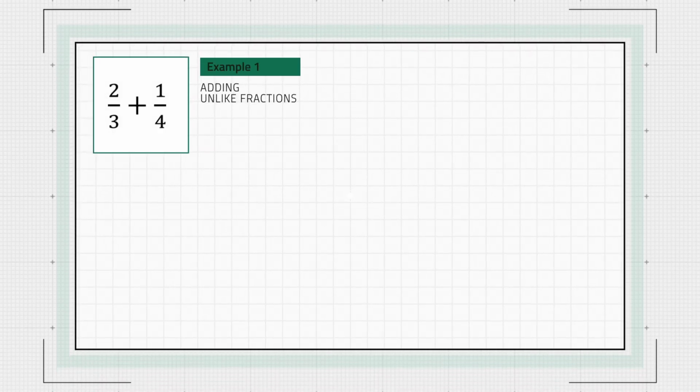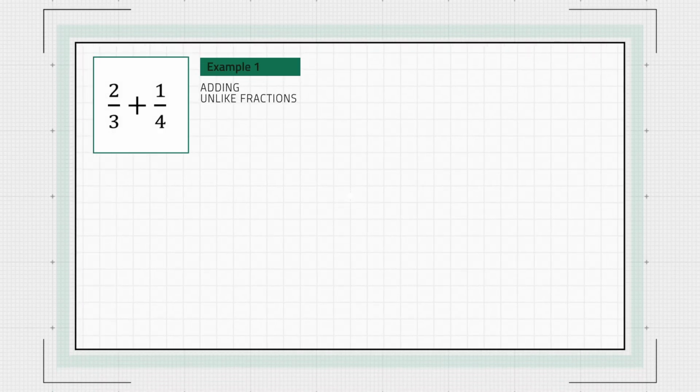Alright, in this video we're going to go over adding unlike fractions, and unlike fractions just have two fractions which have different denominators. So for example, you have 2 over 3 plus 1 over 4. Now, as you can see, the two denominators are different. Okay, that means this is an unlike fraction. And what this means is we have to do a couple of different operations first.